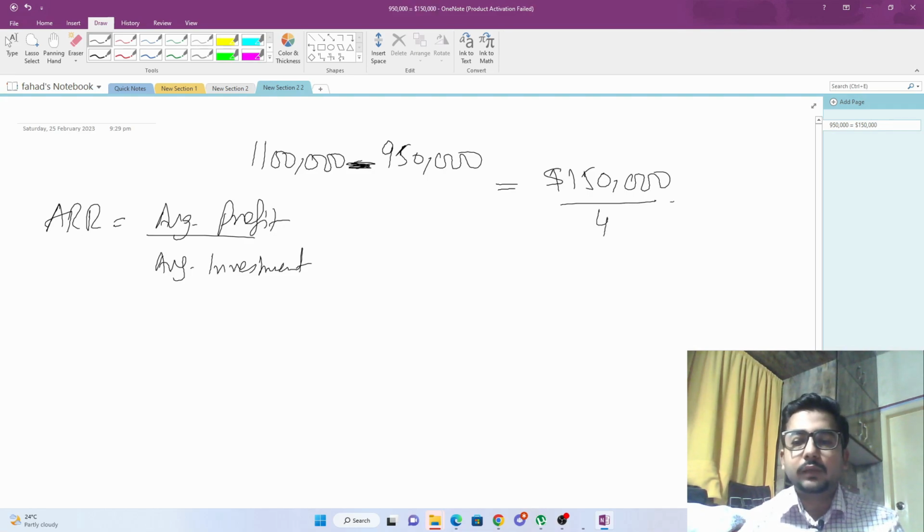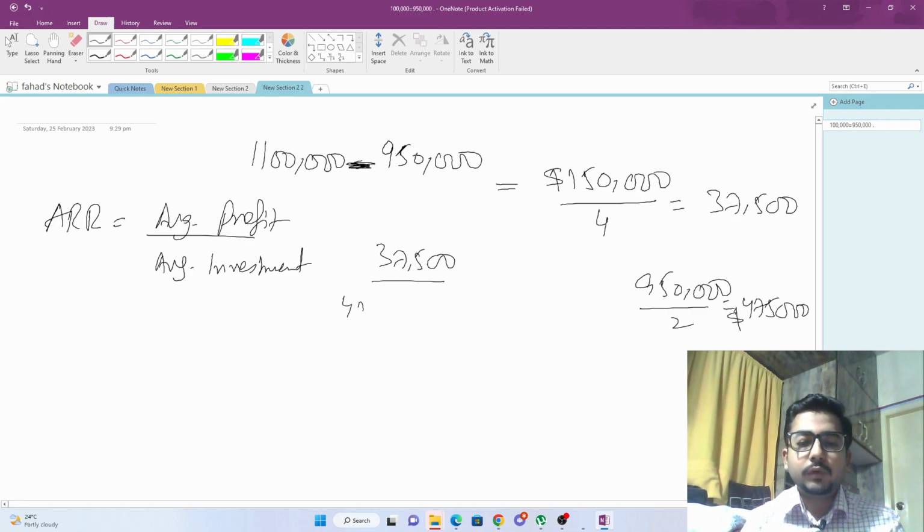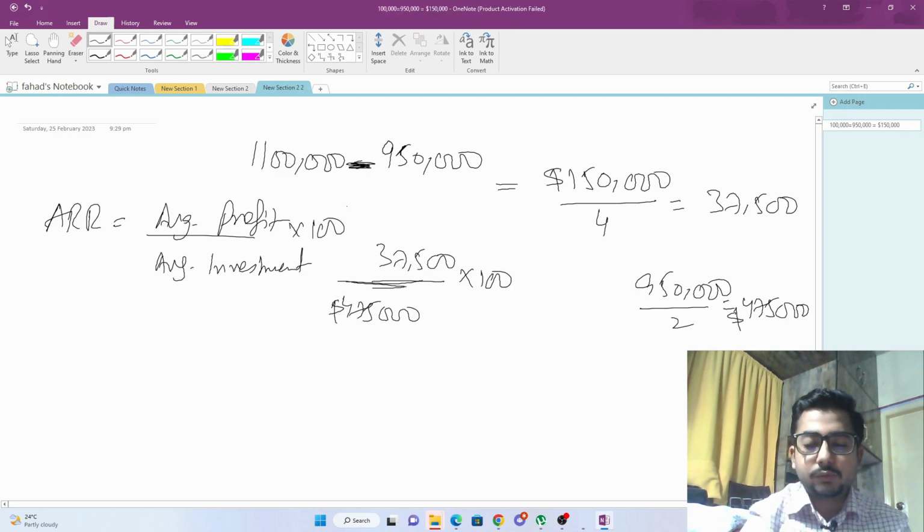So I'll divide it by 4. I got an answer of 37,500, which is the average profit. Initial investment is 9,50,000. I divided by 2 just to get an average, so I got 4,75,000, which is the average investment in the question. So 4,75,000 is the denominator, and the numerator is 37,500. In the end, I have to multiply it by 100. I just need to calculate that.